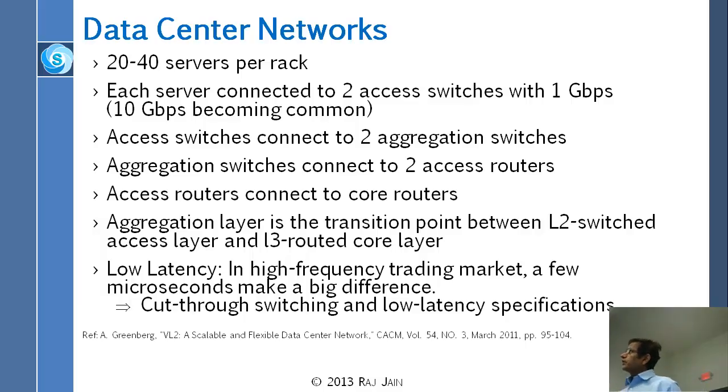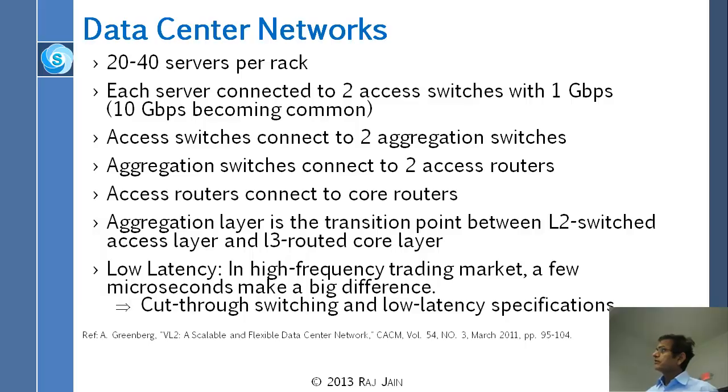Access switches connected to aggregation switches. Aggregation switches connected to access routers. Now you see the words routers and switches. What is the difference? Layer 2 and layer 3. So these are layer 2 devices. These are layer 3 devices. These speak Ethernet. These speak IP. Access router connect to the core routers.